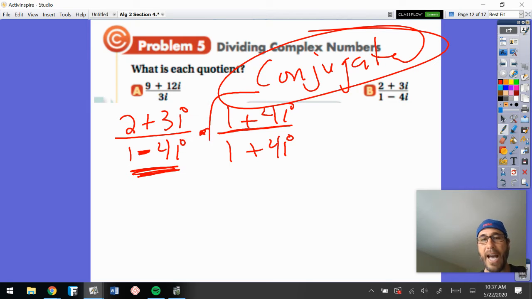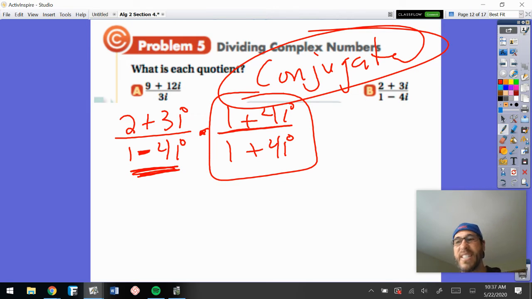And remember, it's got to be the same thing there, because then that means I'm really just multiplying it by a 1. And if I multiply it by a 1, it's really still the same thing. I'm just changing the way it looks.